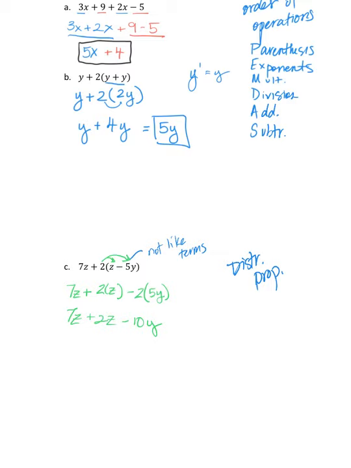So we're looking here, are there any like terms? That would be the same variable with the same exponent power. So 2z and 7z, I can simplify to be 9z, but I am left with this minus 10y. There's no other y's. Z and y are obviously different variables, so that would be our final answer. Okay, so there you go.